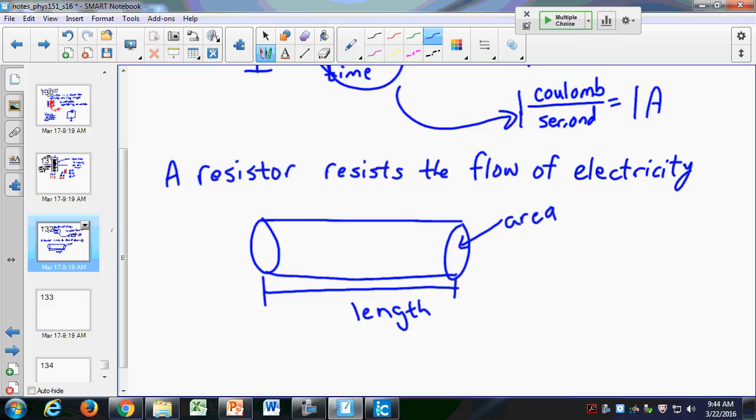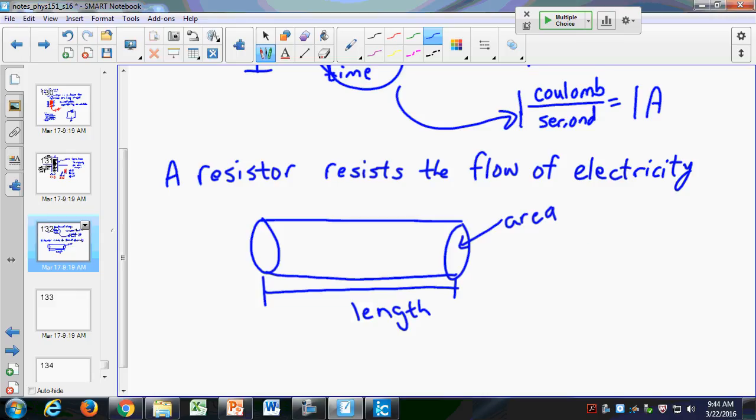All right. Now let's do a similar thing like we did before with the capacitors. The resistor resists the flow of electricity. So if the resistance goes up, that means that it's going to resist the flow of electricity more. Okay? The measure of resistance is just like it sounds. How much does this device resist the flow of electricity? High resistance means it resists it a lot. Low resistance means it doesn't resist it that much at all.